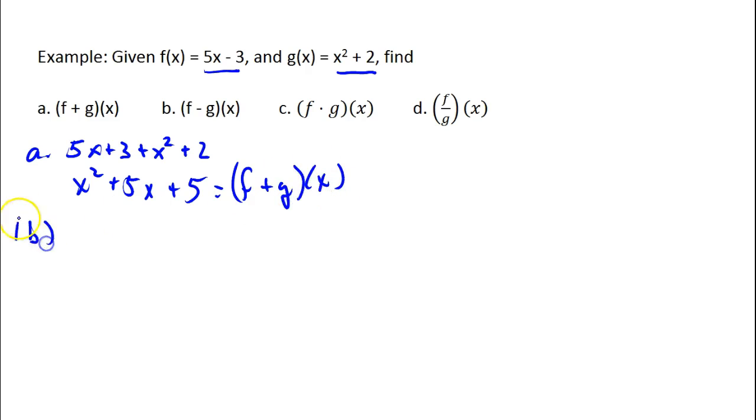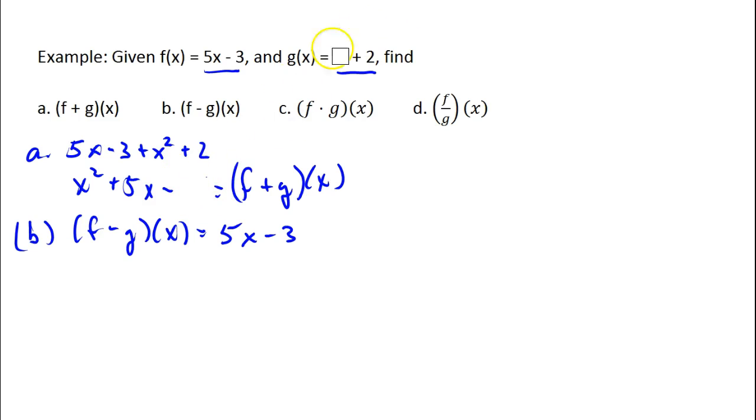Okay, b, let's subtract them. So f minus g of x is going to be 5x minus 3. Oh, I made a mistake up there, didn't I? It should be a minus. So that's going to change that. Glad I caught that. That's going to change that to a minus 1, isn't it? Come on, pen. There we go.